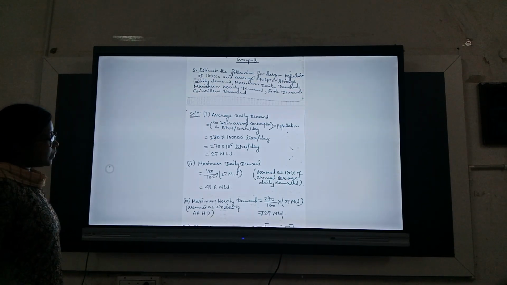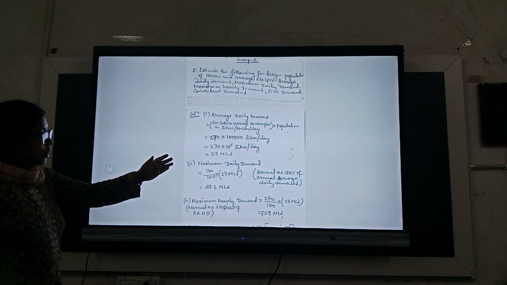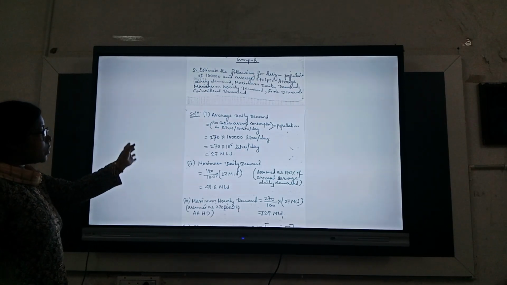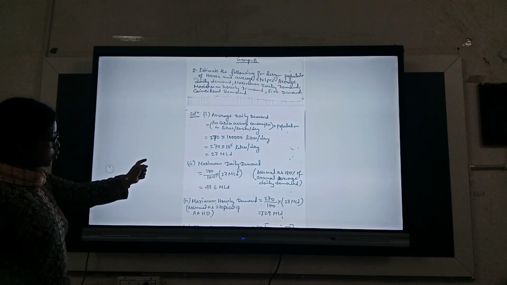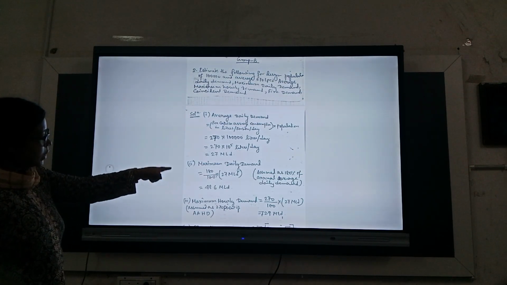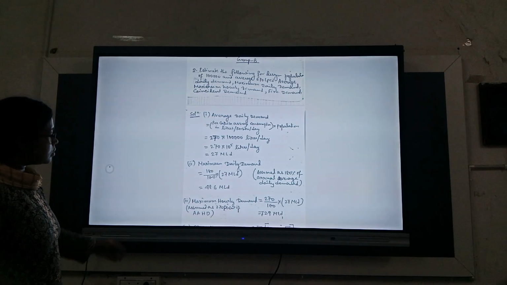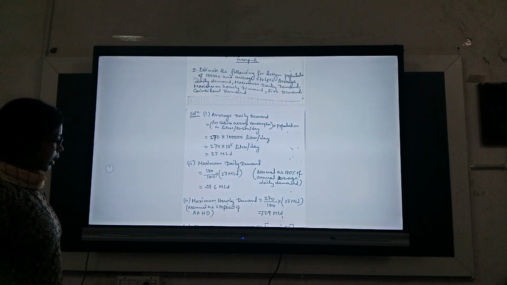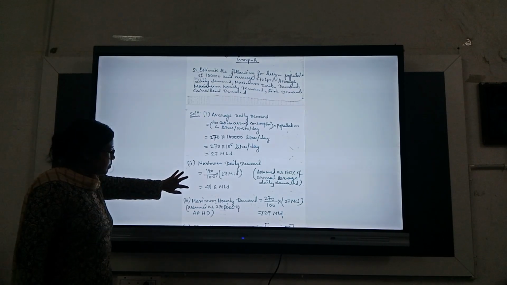Next, maximum daily demand. We assume that 180% of annual average daily demand is our maximum daily demand. So 180 by 100 into 27 MLD, which we have found out earlier. The answer will be 48.6 MLD or million liters per day.